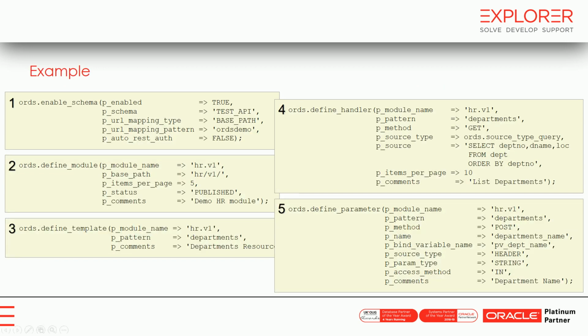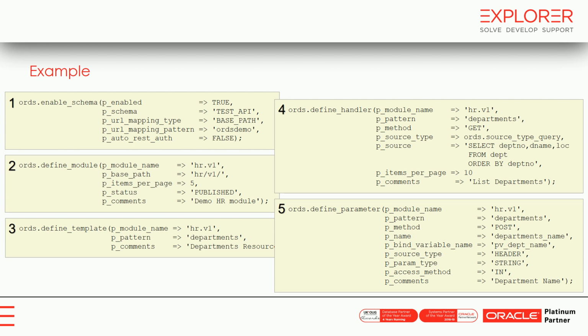This slide shows some examples of how to use the ORDS API to create some web services. The first statement is enabling the schema. In this example, our schema is called Test API, but we're going to give it the alias of ORDS demo. Next, we're going to define a module. So here we're creating a module for HR and we're giving it a version number.